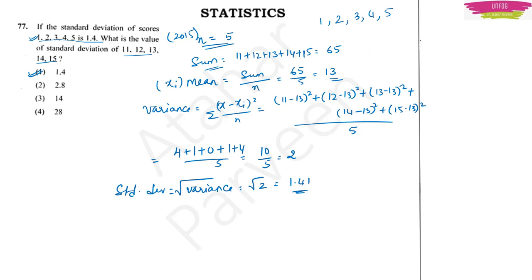Sigma is given, 1.4. See, they have given 1.4. They are telling you to find the standard deviation of other numbers: 11, 12, 13, 14, 15. First one group of numbers is given. You can find that standard deviation. Then they are telling you to find the standard deviation of other numbers.